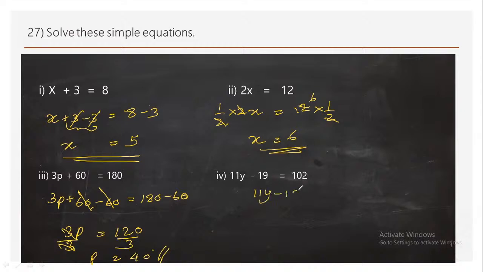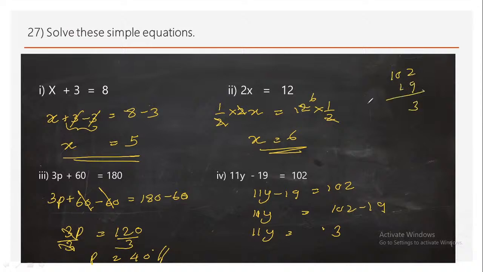11y minus 19 equals 102. 11y equals 102 plus 19. 11y equals 12 subtract 9, that is how much? 3. 102, 90. 12 subtract 9, that is 3. 9 subtract 183, yeah, 83.